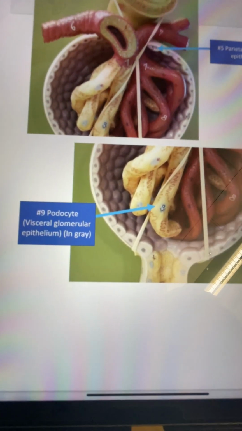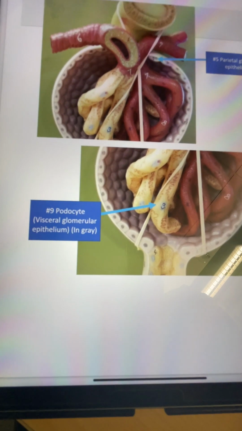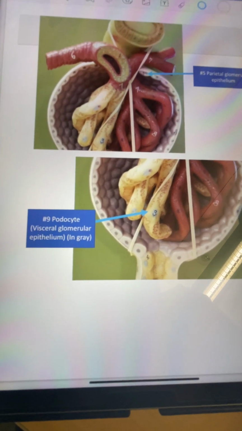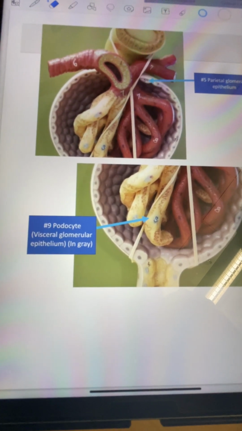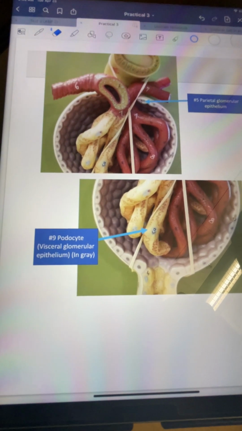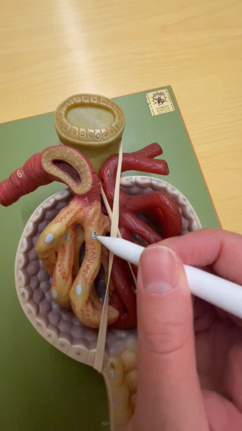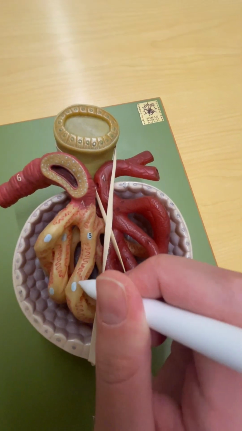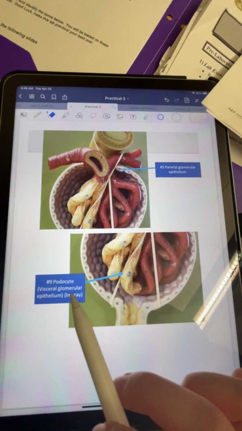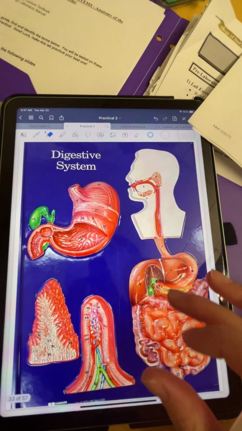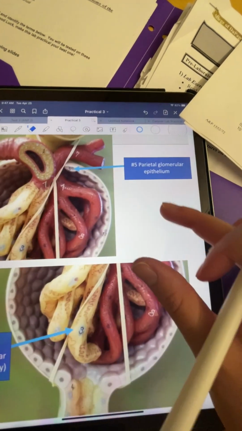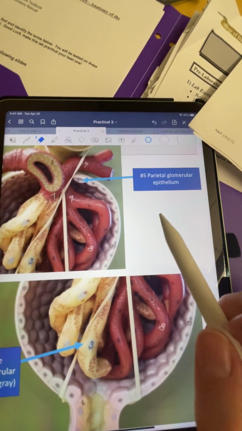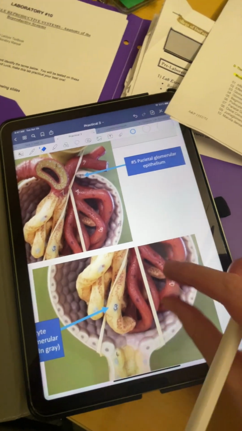The podocytes are those white dots, number 9. They are in gray actually, not white. Number 9 is a podocyte. The visceral glomerular epithelium in gray. So these are podocytes. Podocytes of the visceral glomerular epithelium. Parietal glomerular epithelium, number 5.